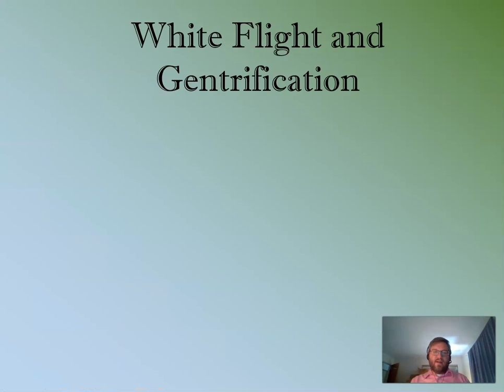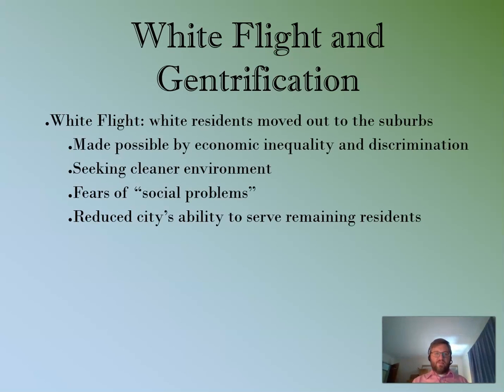Another set of phenomena that have shaped residential segregation are white flight and gentrification. So white flight is a phenomenon in which white residents moved out into the suburbs of American cities in the middle part of the 20th century. So I mentioned earlier that the typical pattern in the United States is that you tend to have people of color towards the center part of the city and white people out into the outer areas and suburbs. That was produced by this phenomenon of white flight.